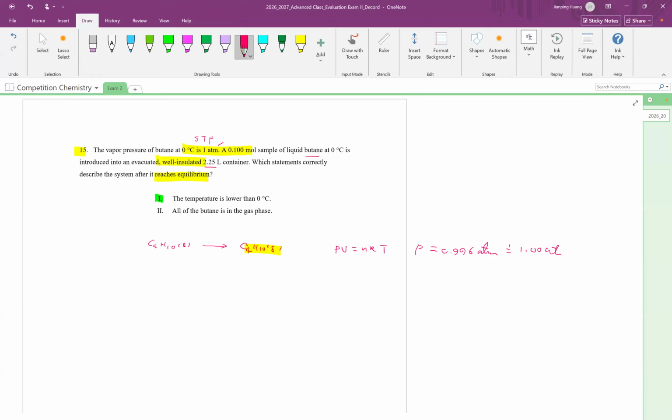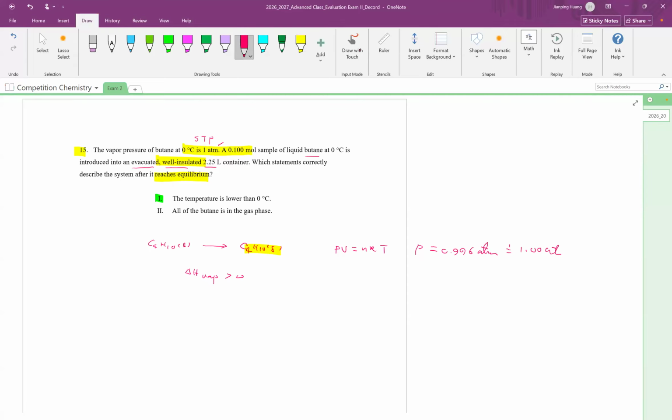So the vapor pressure, the evaporation requires what? Delta H vap should be positive. Got it? Because look at the vacuum, well insulated. This word is very important. Since no heat enters from the surroundings to the system. Remember, no heat from the surroundings to the system.